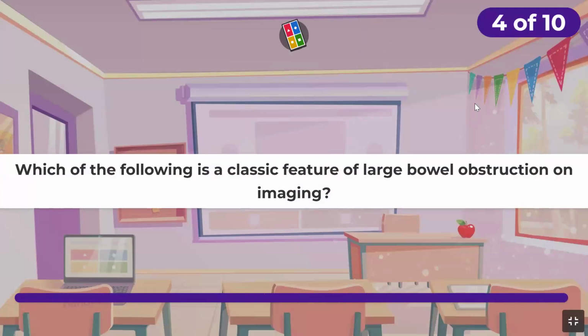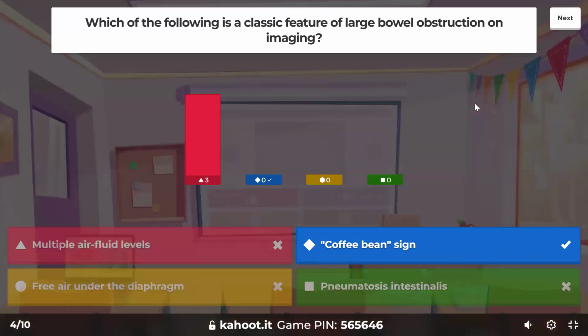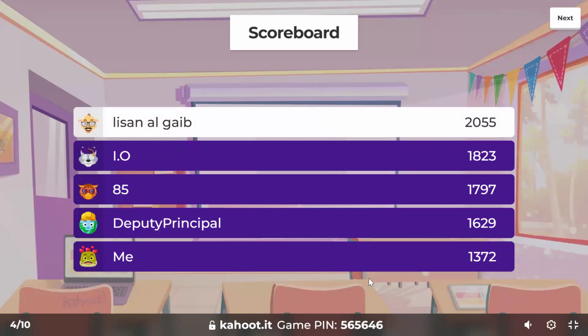Okay, so which of the following is a classical feature of large bowel obstruction on imaging? Is it multiple air fluid levels, coffee bean sign, free air under the diaphragm, or pneumatosis intestinalis? No one got that right. Okay. It's the coffee bean sign. Lisan Al-Gaib is still at the lead.